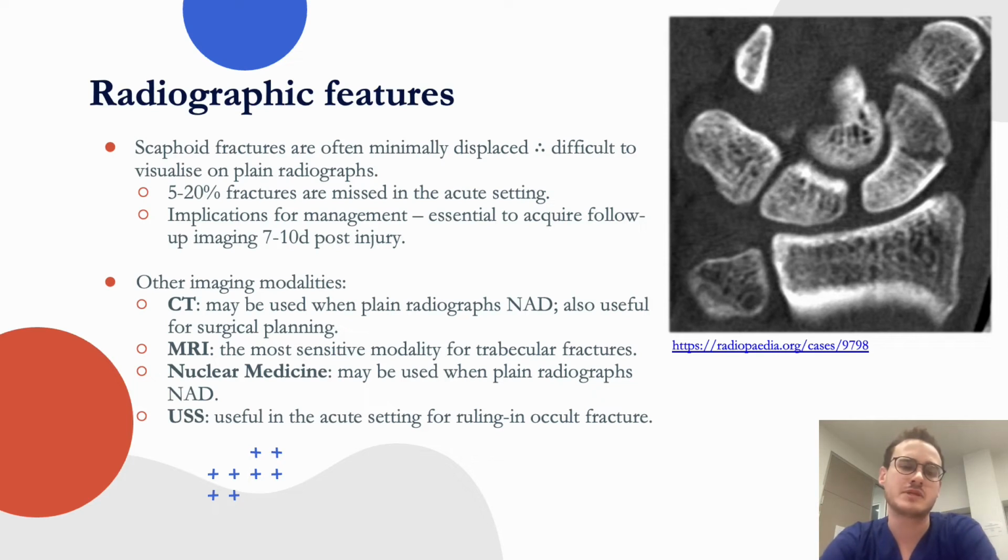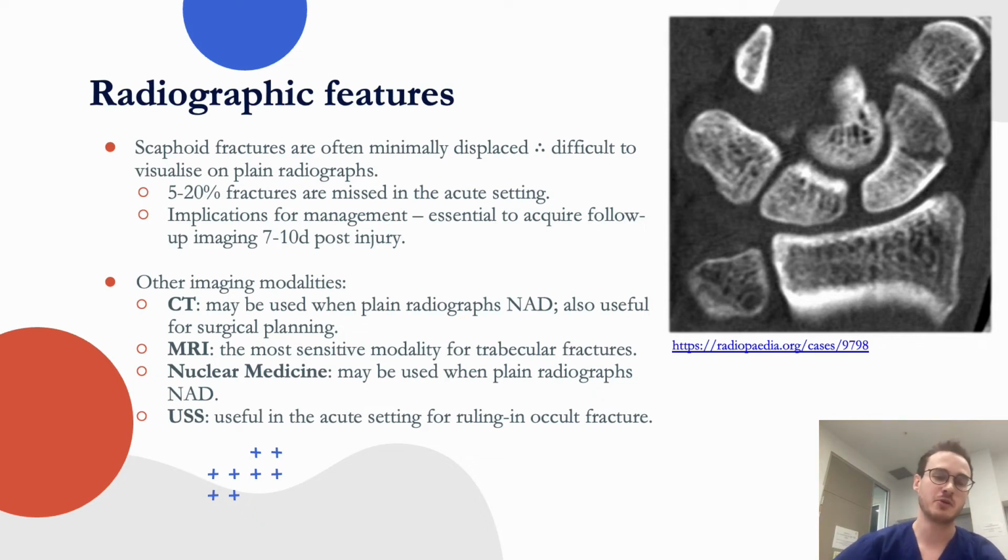So scaphoid fractures are often minimally displaced and therefore very difficult to visualize on plain radiographs at times, and there are reports that between 5 and 20% of fractures are missed in the acute setting. And this has some important implications for management, which we'll get to in just a moment. But essentially, it's important to acquire follow-up imaging in every patient suspected of having a scaphoid fracture, 7 to 10 days post-injury if they don't initially show a fracture.